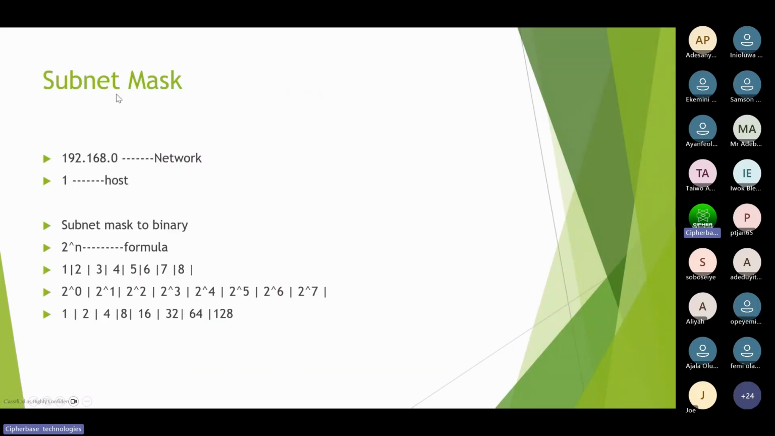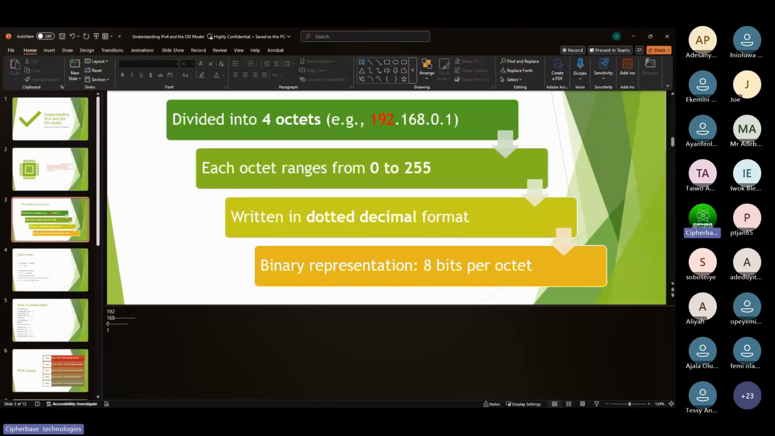Okay, so we have subnet mask. Let's talk about this subnet mask very well. So now, see the formula here. It's very simple. You don't need to cram anything at all. This is the formula.